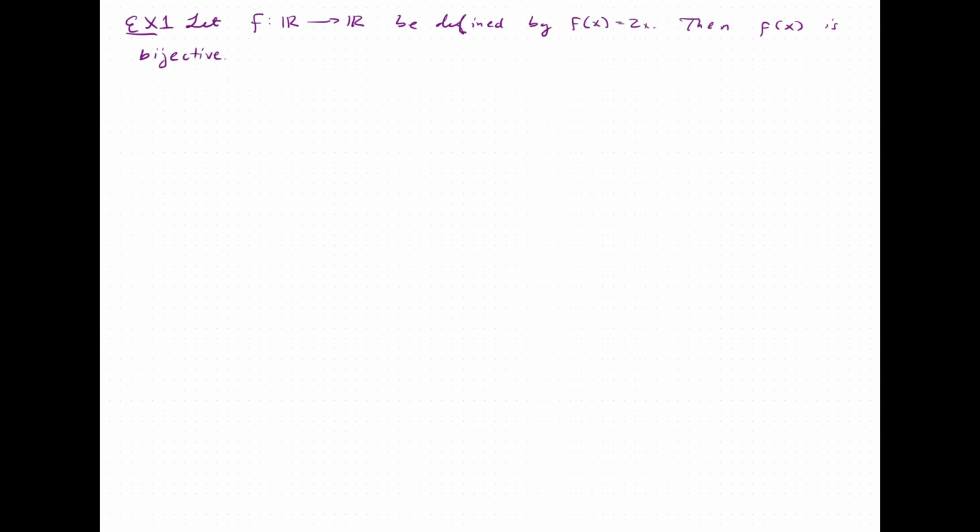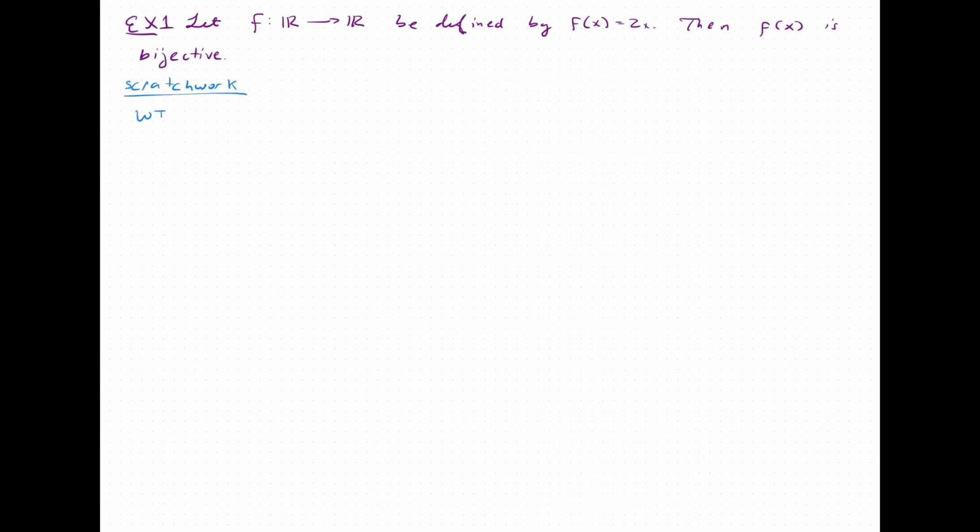So let us look at a function that we have studied before in algebra. So we have a function going from the real numbers to the real numbers. It is defined by f of x equals 2x. And the claim is that f of x is bijective. So how do we show that this is bijective? So let's do some scratch work.